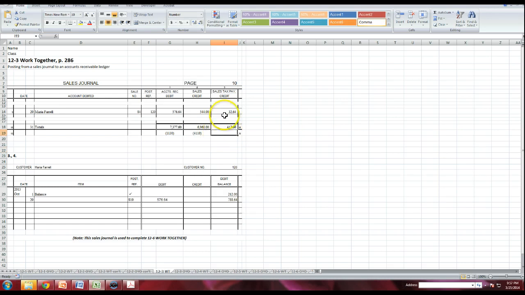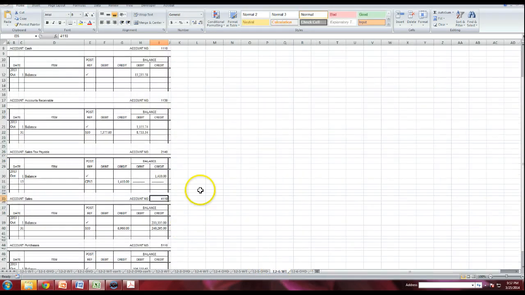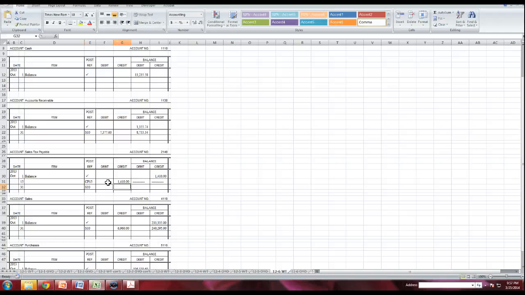All right, so it looks like the last special column in the sales journal is the sales tax payable credit column. So let's go post this amount of $417.60. So back to our general ledger. Let's find our sales tax payable, which is right here. It's the 31st of the month. It's sales journal page 10. It's a credit for $417.60.